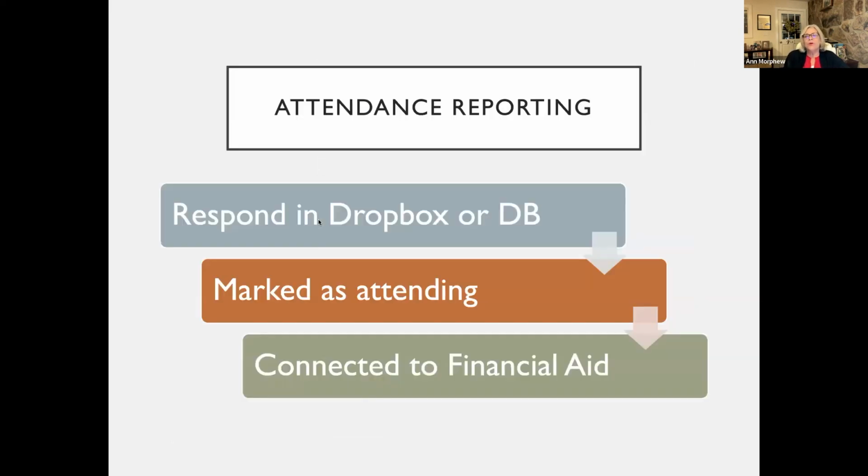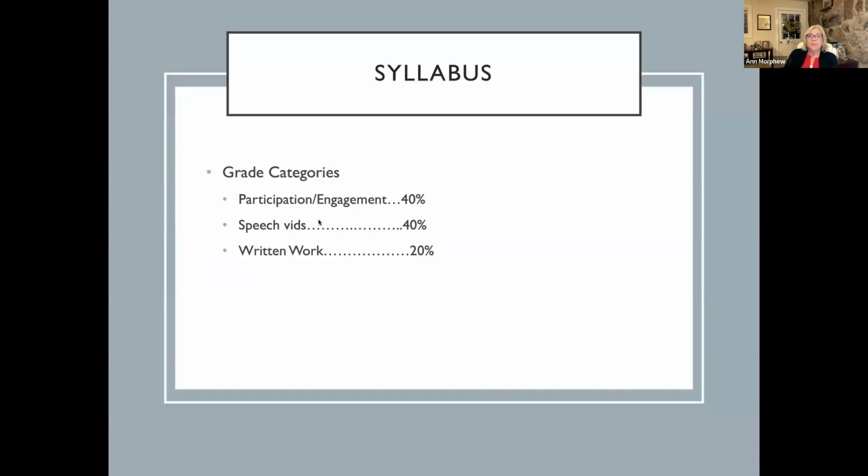In order to report attendance in an asynchronous class, a class that doesn't occur on a particular time schedule where you have to be somewhere at a certain time, we do it by the responses. If you've responded in Dropbox or discussion board, we mark you as attending. And I'm supposed to report that tomorrow, Friday. So get something in by tomorrow. Attendance reporting is tied to financial aid, and I know you'll want to get that done.